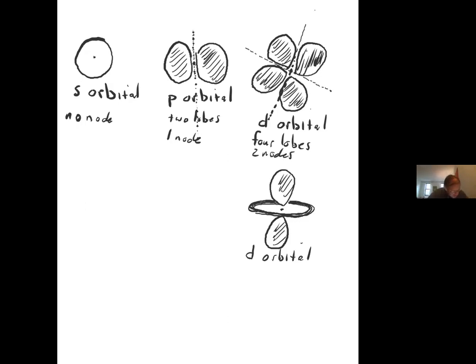And just to show you kind of mathematically what a node is, if you take a wave, like a sine wave, the node is where the amplitude is 0. So these would be nodes right there.